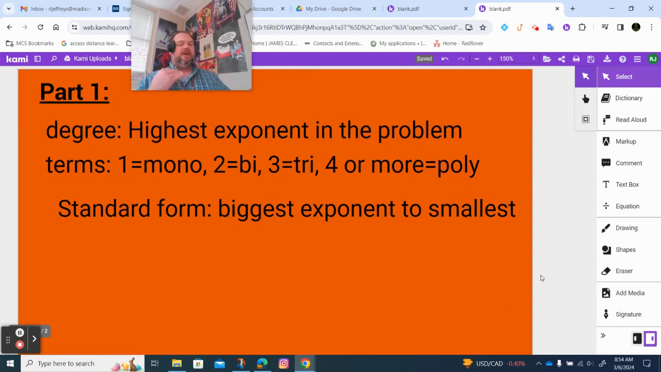All right. But degree, highest exponent in the problem. Terms, 1 mono, 2 bi, 3 tri, 4 or more poly. Okay, standard form, biggest exponent to the smallest. All right. Now remember, my example orange sheet will be posted on Schoology later.